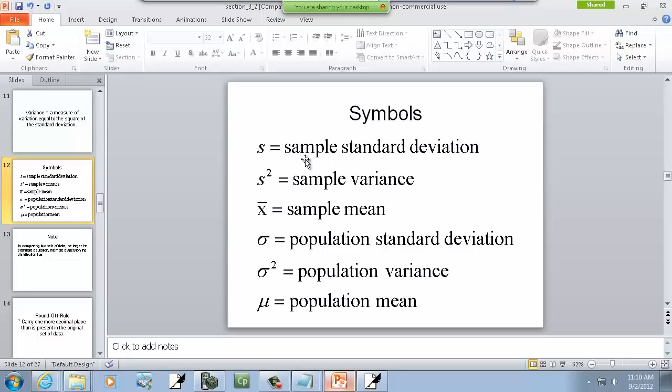Our first one is S. This is sample standard deviation. S squared is sample variance. X bar, sample mean. Sigma is population standard deviation. Sigma squared is population variance. And mu is population mean.